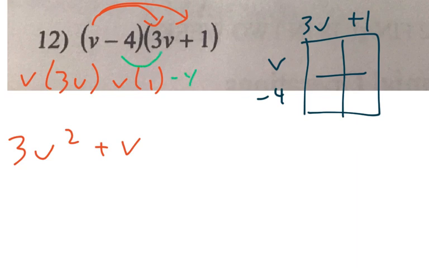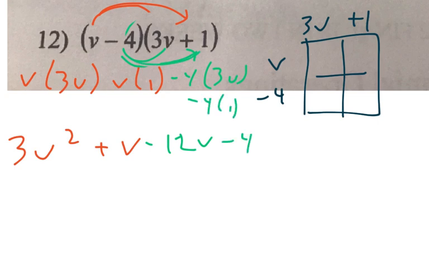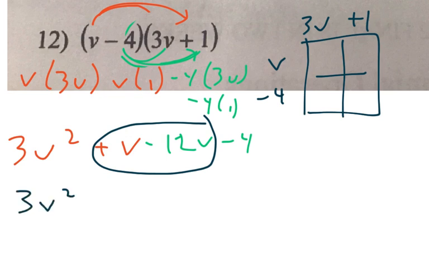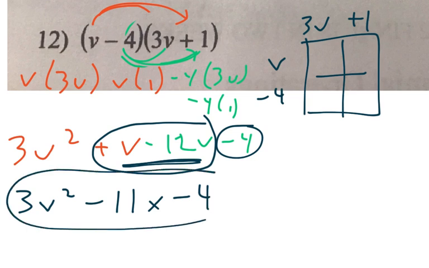So minus 4 times the 3v, those together make minus 12v. And then minus 4 will times the 1 there. Sorry, got a little messy there. And I will get negative 4 times 1, which of course is negative 4. As usual, the middle terms can be combined together because they're both v's in this case. So my final answer is 3v squared. The v minus 12 makes minus 11v. And of course, a minus 4 at the end.